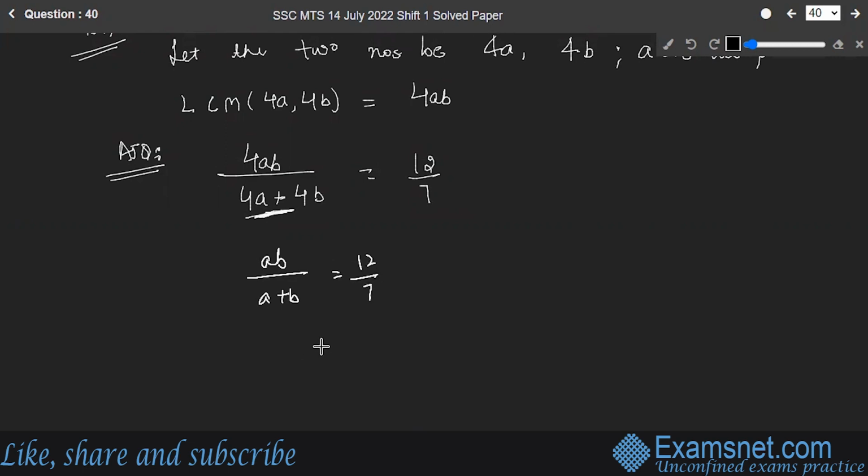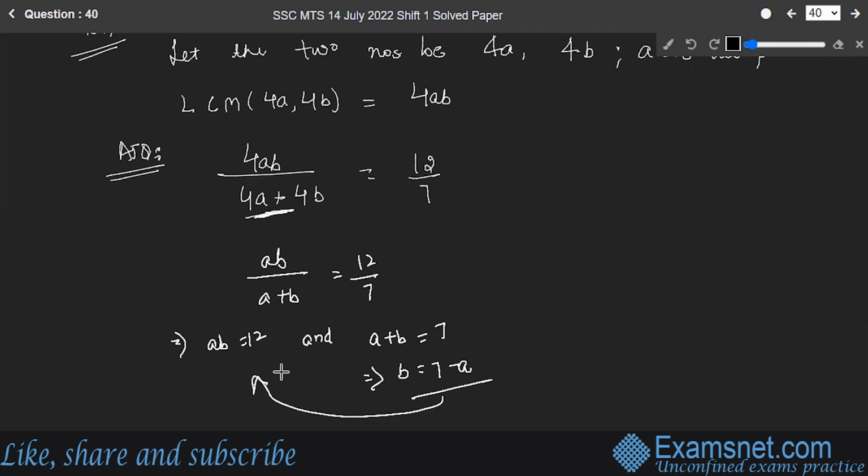So from here, you will say, since A and B are prime numbers, therefore AB is equal to 12 and A plus B is equal to 7, right? Let's fill in the values. From this one, I can have B is equal to 7 minus A, and I'll fill this one in this equation.